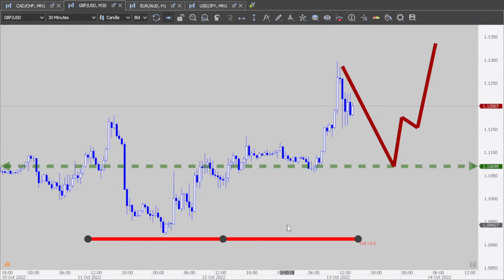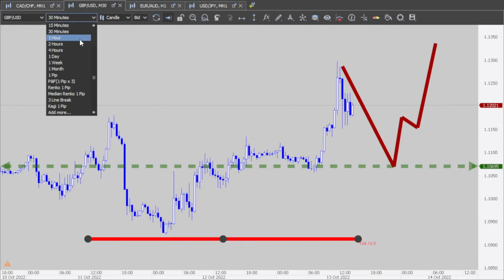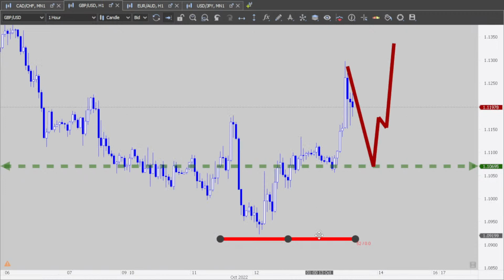Who was next? GBP USD, demo trading. Euro AUD, we talked about. GBP USD buy, Clara long. We talked about the 1 hour. Clara is on the 1 hour. So same story, everybody. 1 hour chart.